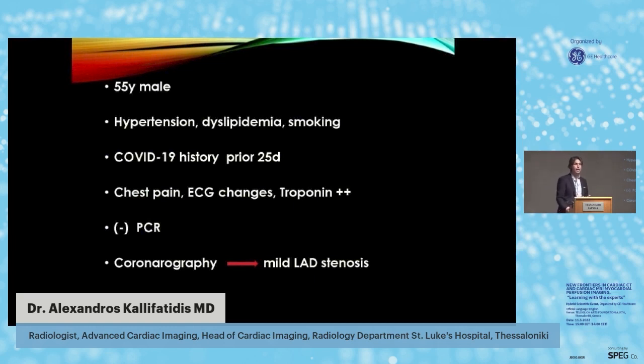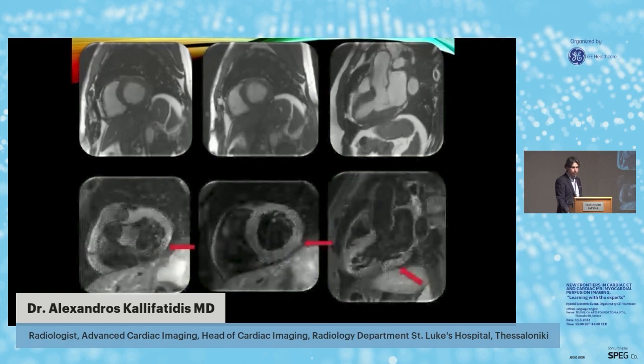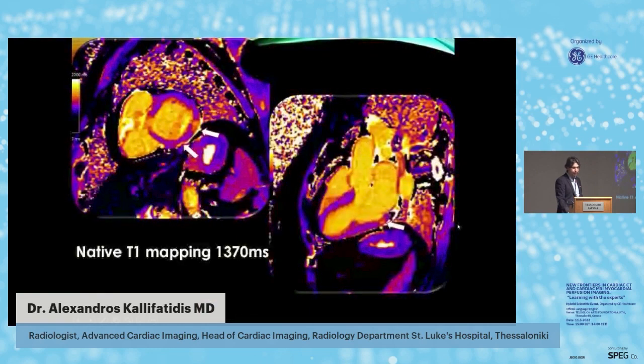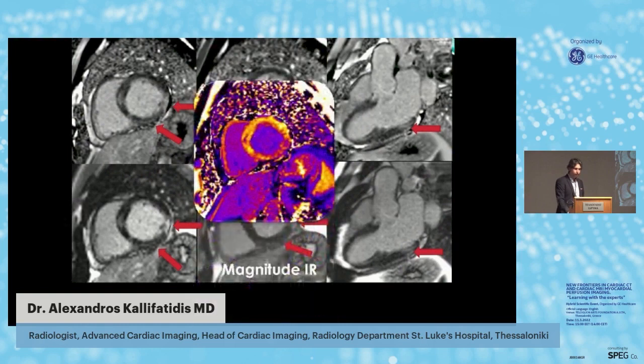His PCR was negative, so the cardiologist proceeded with a coronarography that showed only mild LAD stenosis, and once again with cardiac MRI, quite preserved ejection fraction. We see the edema in the lateral wall, also measured with T2 mapping and native T1 mapping, and that was a case of myocarditis with this subepicardial and patchy enhancement in the lateral wall.